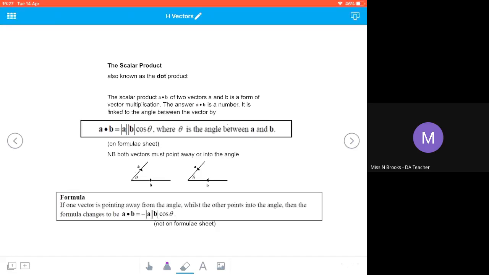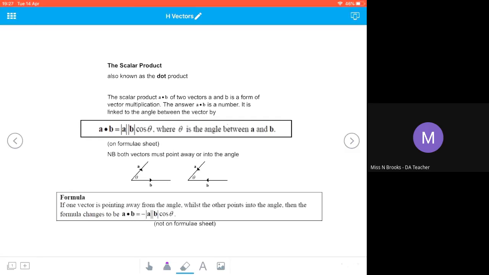So the scalar product of two vectors, a and b, is a form of vector multiplication. The result of a dot b is a number, not a vector, and that's the reason it's called the scalar product. Now, if you look at the two diagrams about two-thirds of the way down the page, you can see that when we're working out the scalar product, it matters what direction the vectors are coming out from the vertex of the angle between them.